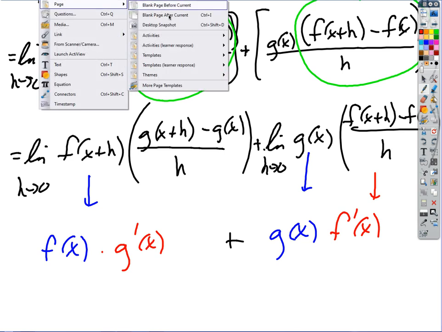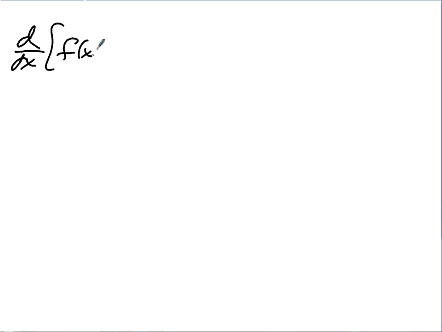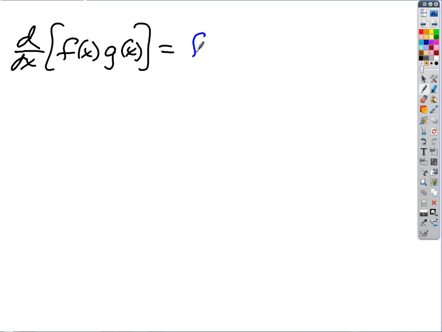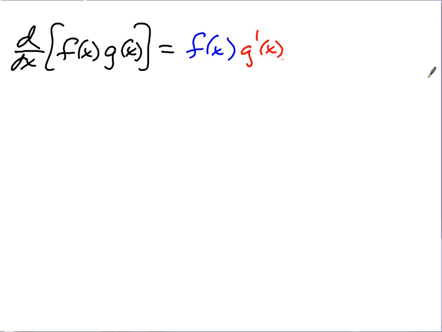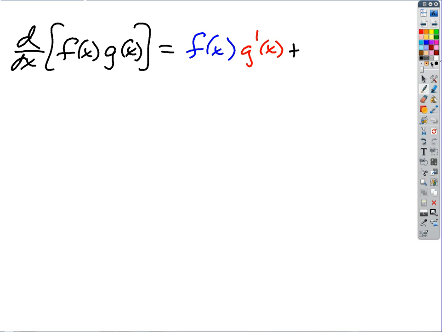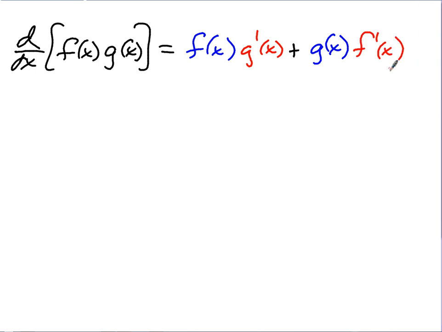So let's write that. And this is what we have to work with. That's our formula. That's all we have to do. We don't have to go through the limit thing; we went through it by way of proof.